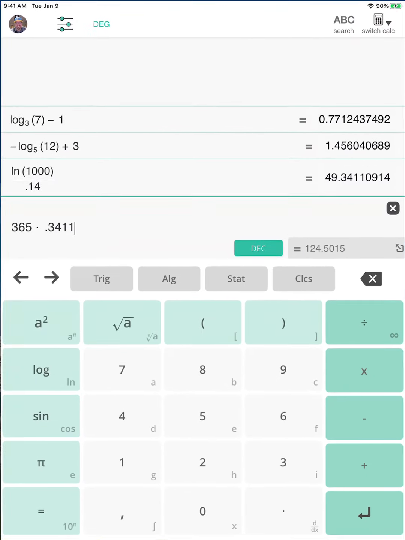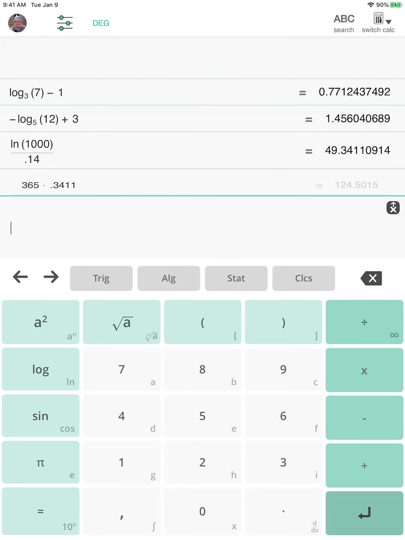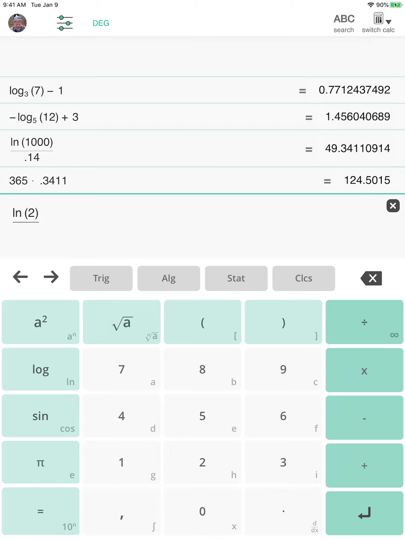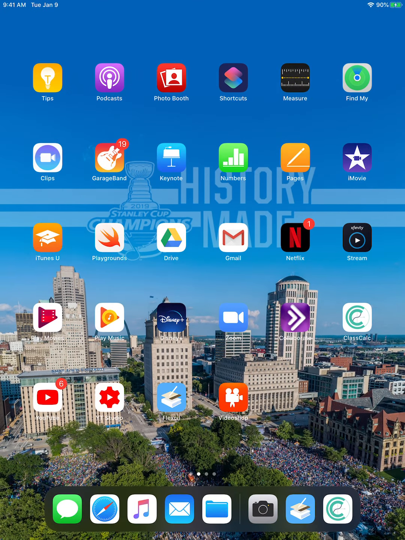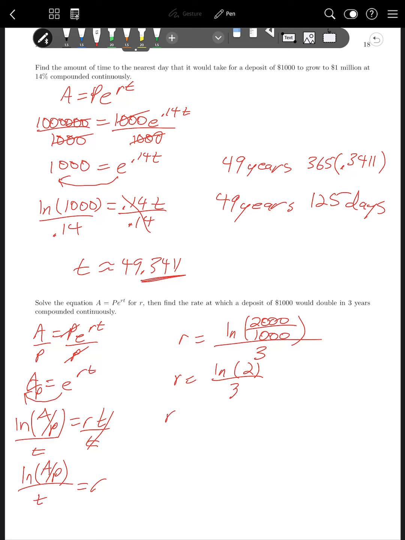So we just do the natural log of 2 divided by 3, and it's 0.2310. So r equals 0.2310, which is 23.1%.